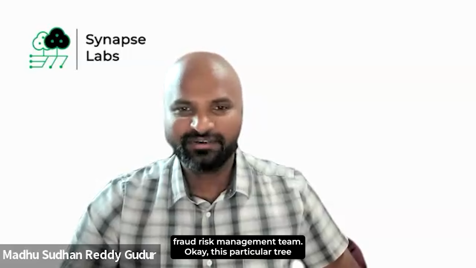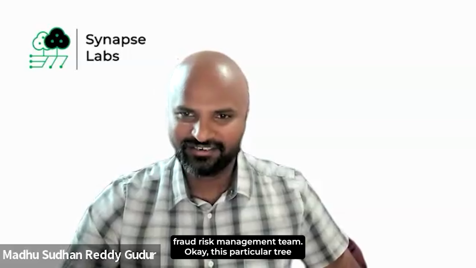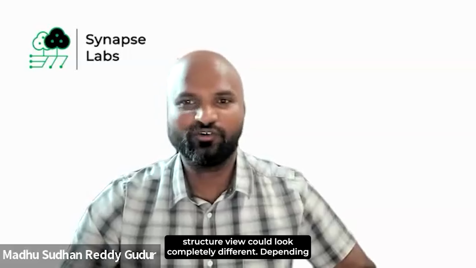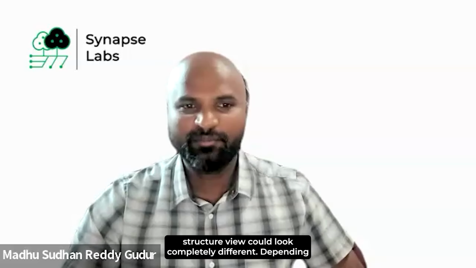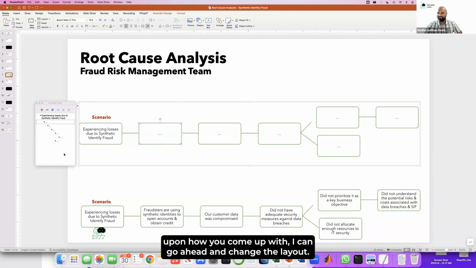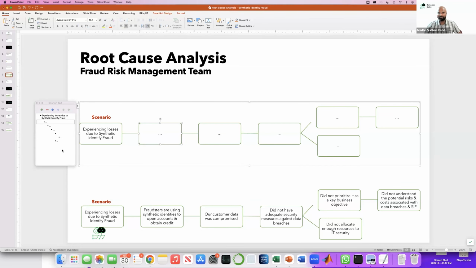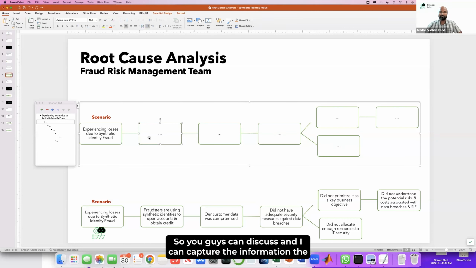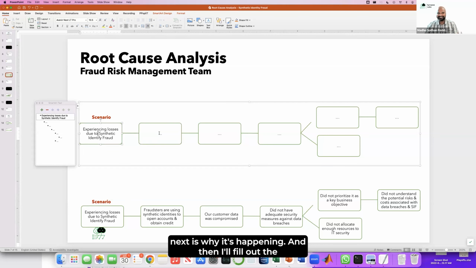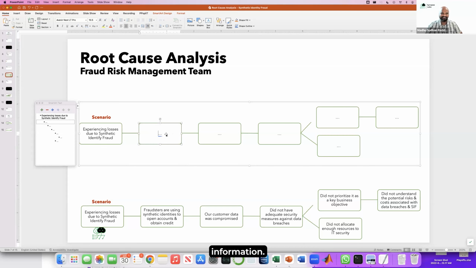Okay. This particular tree structure view could look completely different depending upon how you come up with it. I can go ahead and change the layout. So you guys can discuss and I can capture the information the moment you say, yes, Madhu, after this one, this is the next, this is why it's happening. And then I'll fill out the information.